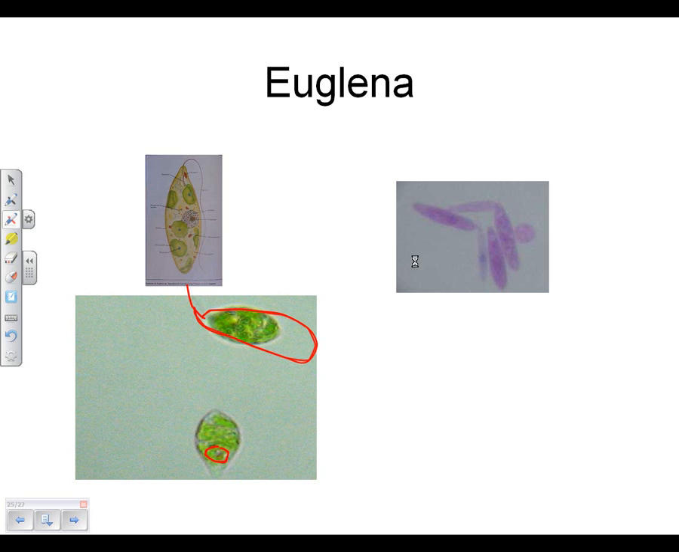We also have some commercial slides of staining euglena, which are easy to look at, but not so cool because now they're purple and they don't move. So that's euglena.